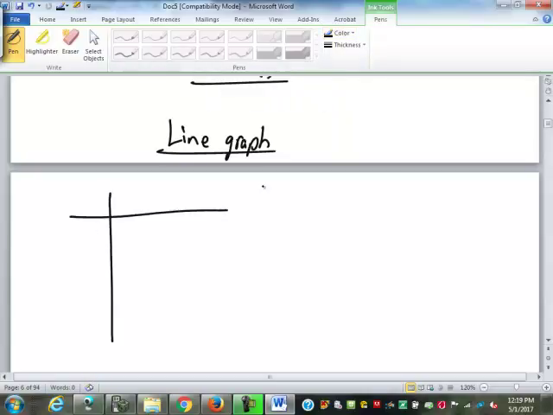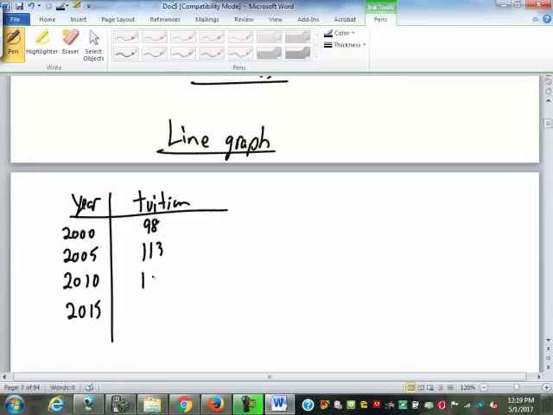Let's look at 4 different years. Let's do 2000, 2005, 2010, and 2015. And let's look at the cost of tuition. So let's say in 2000 it was $98 a credit. In 2005 it was $113. In 2010, let's say it took a big jump up to $154. And in 2015, a little bit of increase in state aids, $149.